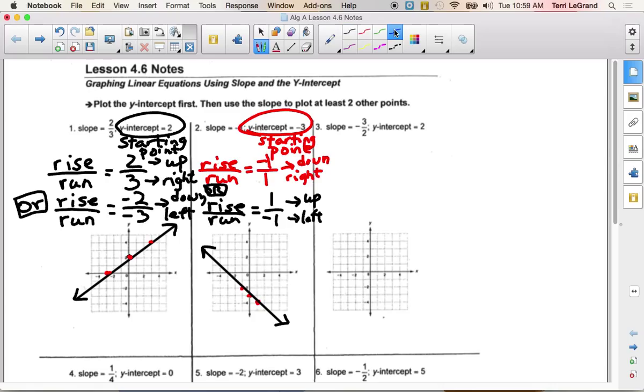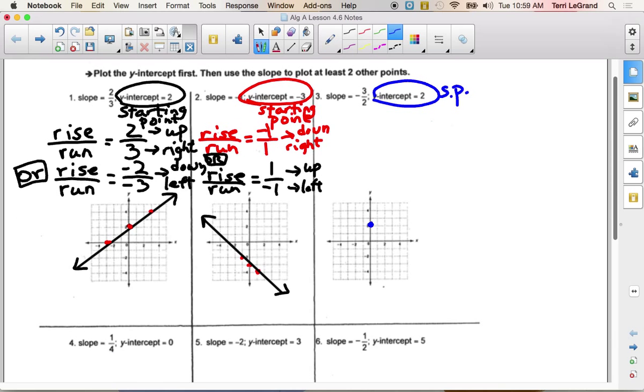Okay, so let's start with, what's our starting point? 2. Okay, 2 on the y-axis is our starting point. Let's call it SP, so you don't have to write that all the time. Starting point. Start here. Okay, and we're going to go on the y-axis and put a point at +2. So we start. And then we're going to do rise over run 2 different ways.